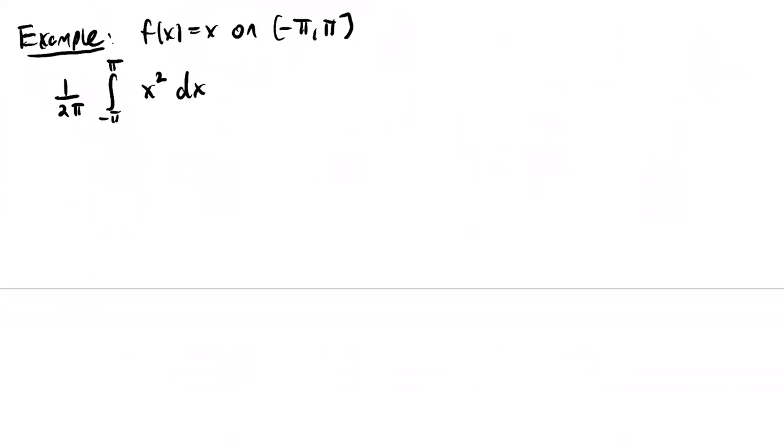Right, so let's study the function f of x equals x on minus pi to pi. Let's check to make sure that our function is equal to the Fourier series in the L2 sense. Let's calculate the integral of the function squared. The absolute value of f squared is just x squared, so this is equal to 1 over 2 pi times the antiderivative, x cubed over 3, evaluated at the boundary points minus pi and pi.